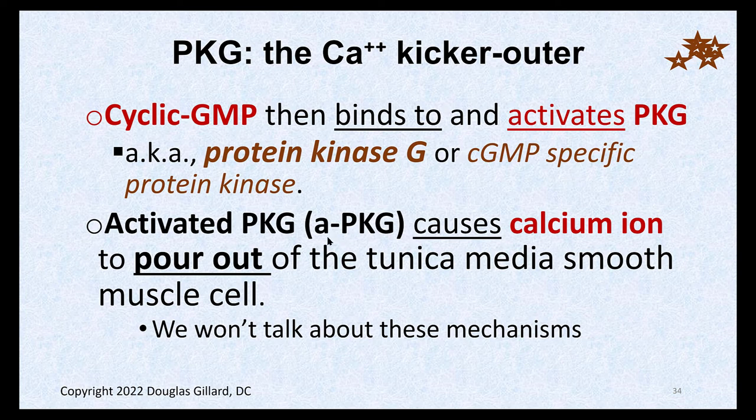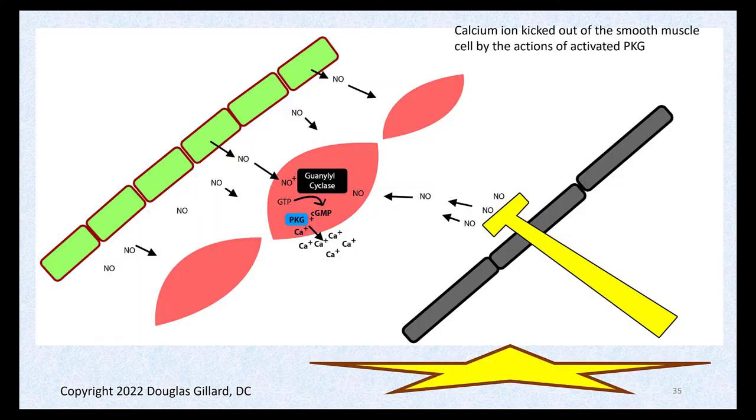What does PKG do? Through mechanisms we won't get any deeper into, PKG is inside the smooth muscle cell, and it kicks calcium ions out. It stimulates a mechanism, which we won't worry about, that kicks calcium out of the smooth muscle. If a smooth muscle doesn't have calcium, what happens? Well, you need calcium to cause a contraction, right? So it's going to relax.